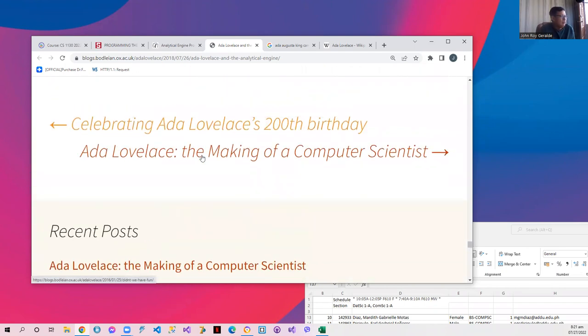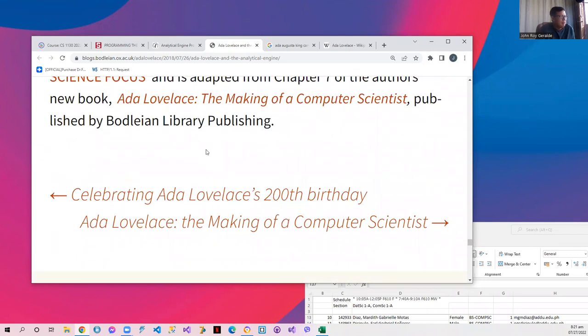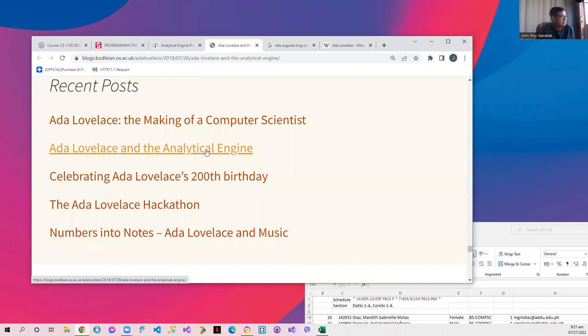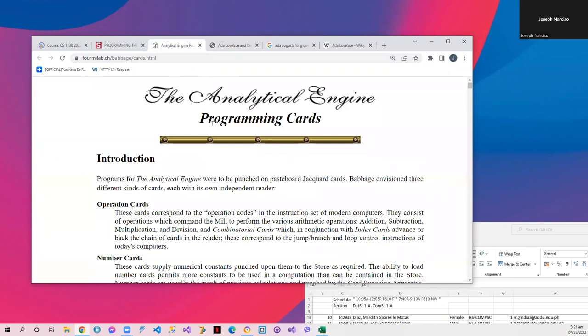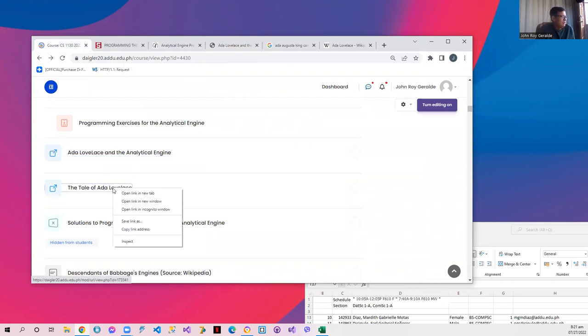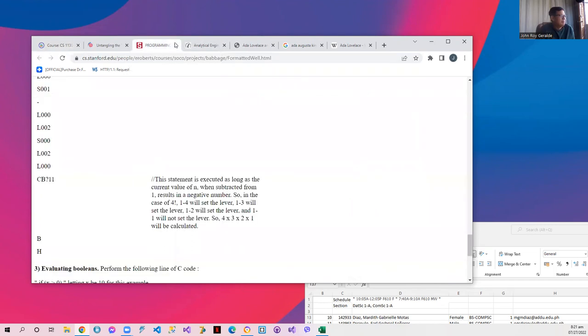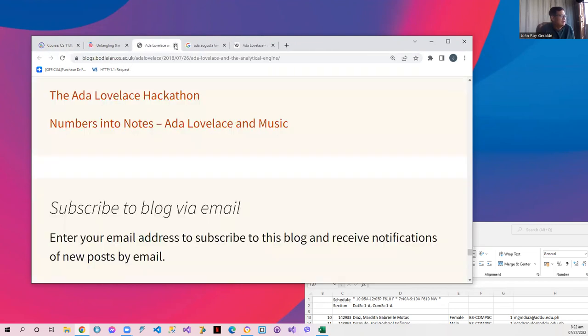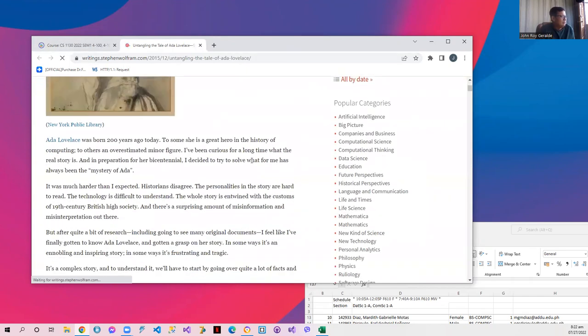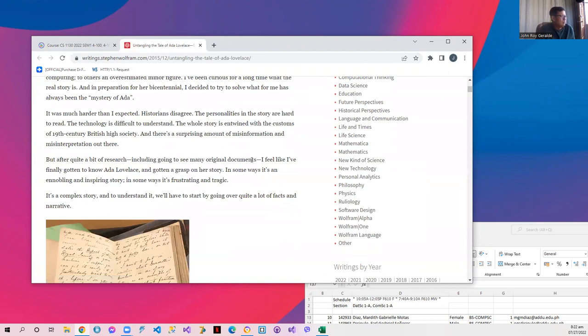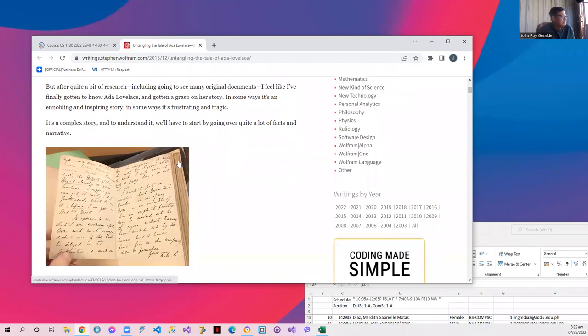Okay, 200th birthday of Ada Lovelace, is it 200 already? From the 1800s, yes, maybe. We have another one. The Tale of Ada Lovelace. Okay. Another story. Was she at Oxford?